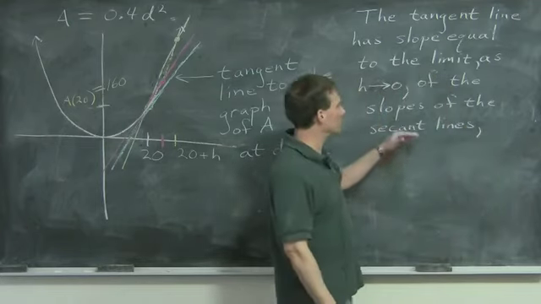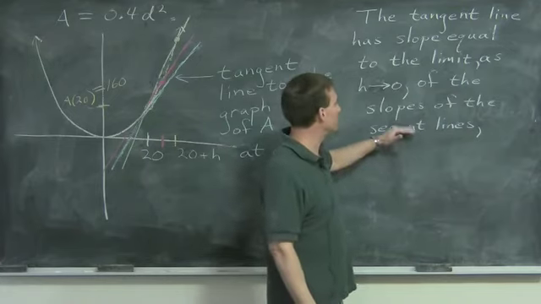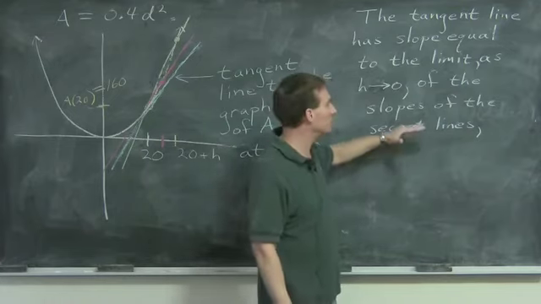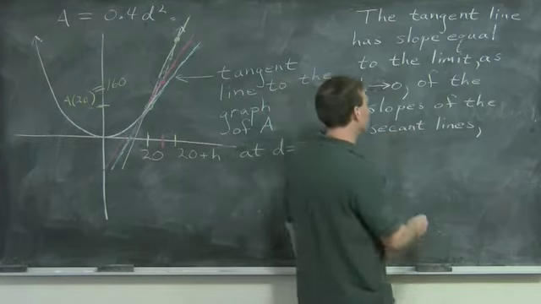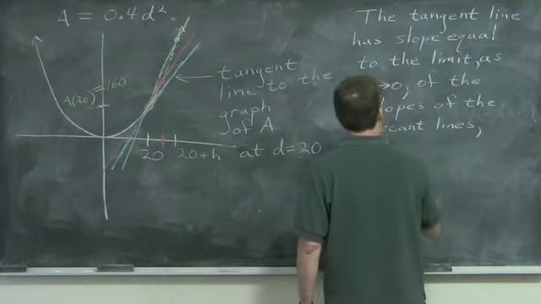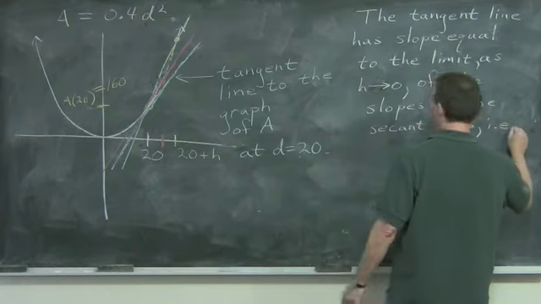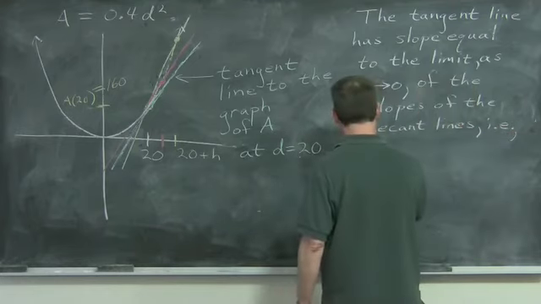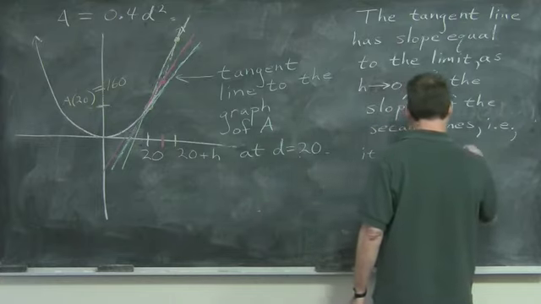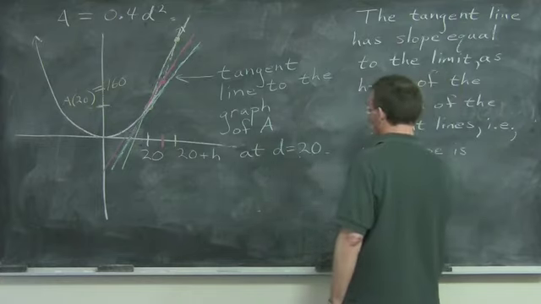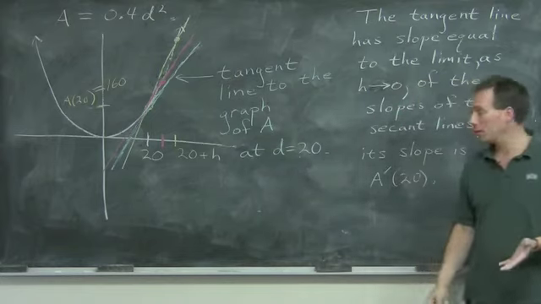But the slope of the secant line is an average rate of change. This is the limit of the average rates of change. It's the instantaneous rate of change. It's the derivative. So the tangent line has slope equal to the limit as h approaches 0 of the slopes of the secant lines, i.e. its slope in this example is a prime at 20. It's the derivative evaluated at the point in question.